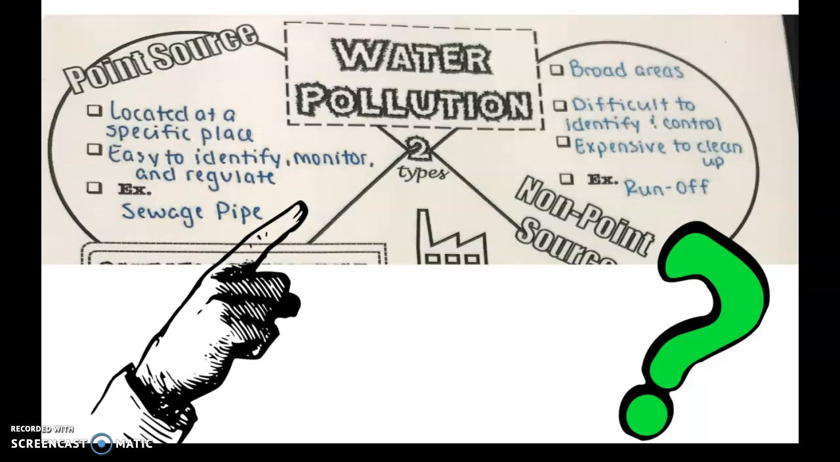Our example here is a sewage pipe. If we find sewage in our water and we trace it back to that sewage pipe, it's likely that the sewage is coming from the sewage pipe. Do you see how we could point to exactly what's polluting our water?